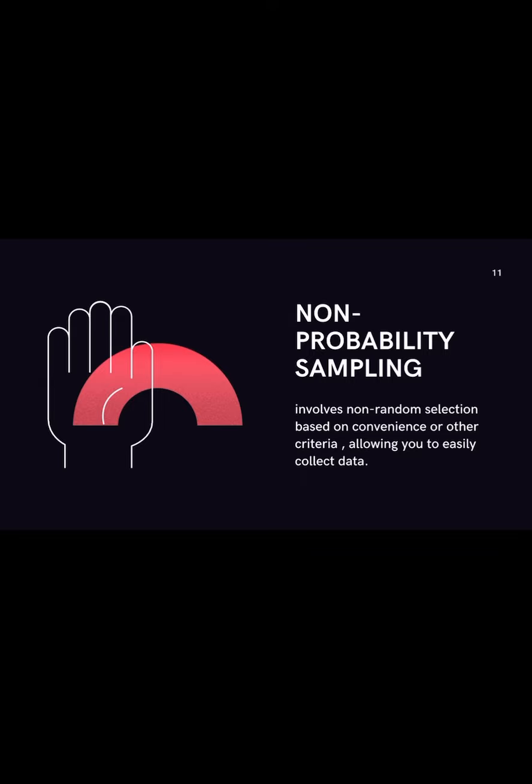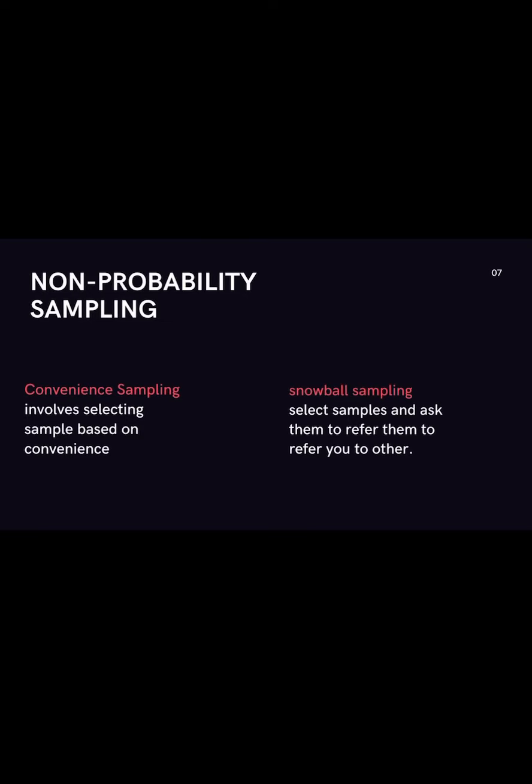Non-probability sampling involves non-random selection based on convenience or other criteria, allowing you to easily collect data. Non-probability sampling has four types of sampling. First is convenience sampling. It involves selecting a sample based on convenience.